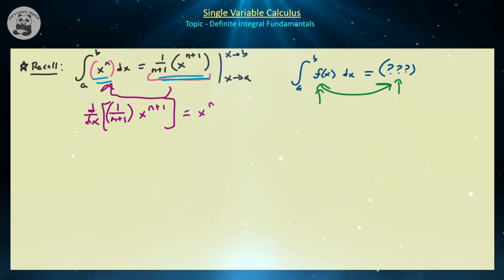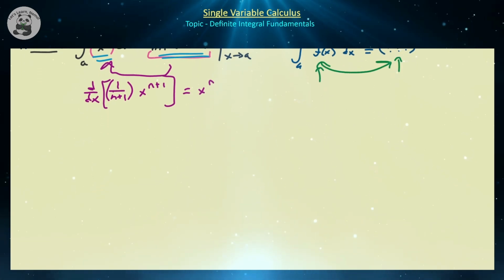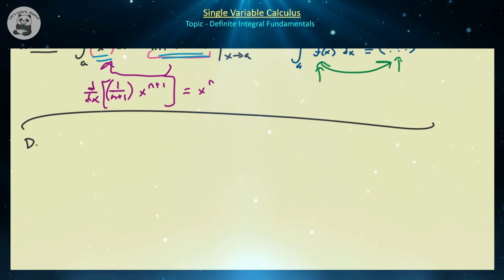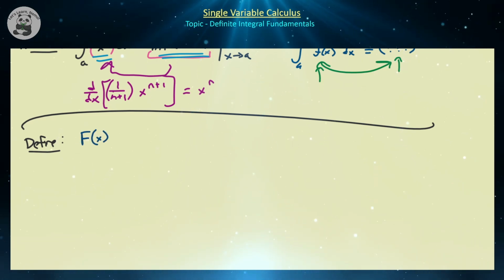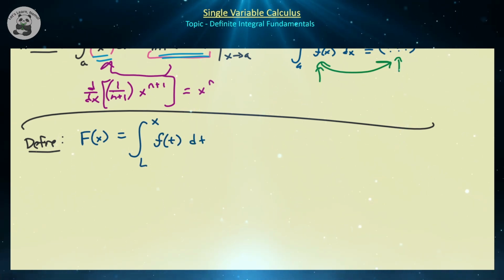So what I want to do is go through that little story with you and show you what that relation is and why it actually is the case. What we're going to do is define a new function. I'm going to call this function capital F of x, and this is going to be defined to be equal to the integral from L to x of f of t dt.